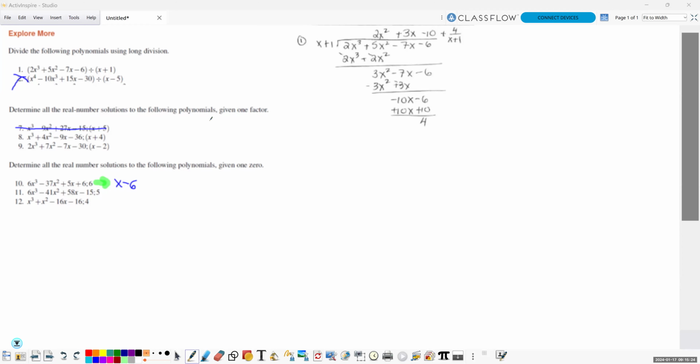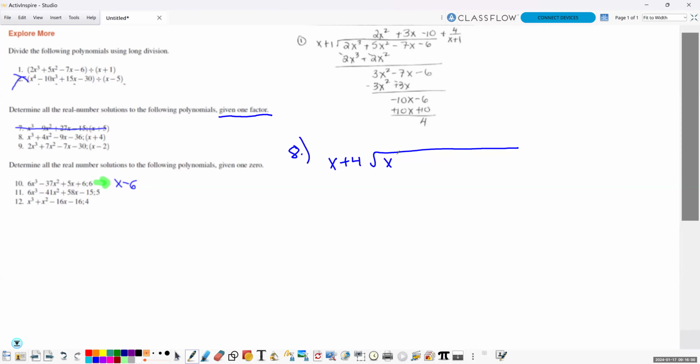The directions say determine all the real number solutions given one factor. So what that tells us about number 8 is that x plus 4 is going to divide evenly into x cubed plus 4x squared minus 9x minus 36. Now, I'm going to be really honest with you. I just read that out loud and my factoring alarm went off. I'm pretty sure that this will group. Now, I'm going to divide it out, but then I'm also going to show you how it groups, and then you can choose how you want to do it.